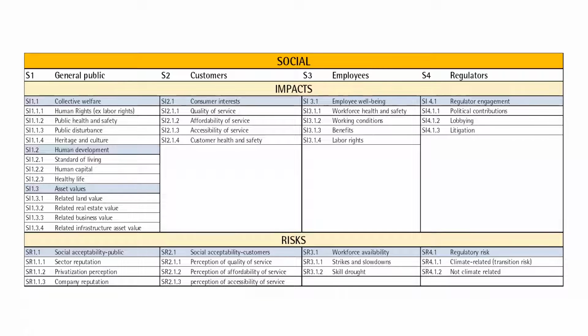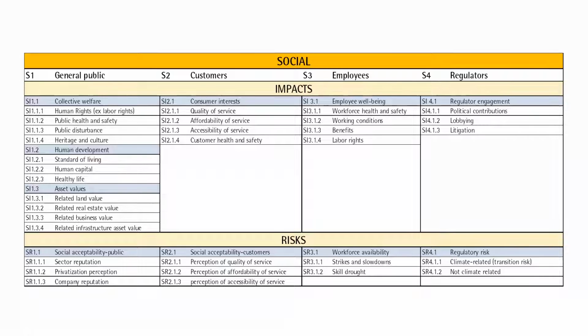Further, infrastructure companies and services enable economic development by impacting the value of adjacent land, real estate, and enabling businesses and other infrastructure. Infrastructure companies can have a range of impacts on the collective welfare of the general public by either infringing or protecting human rights, impacting public health, disturbing or improving the quality of life in public places, and preserving, promoting, or degrading the heritage and culture. Regulators are also an important social actor for the infrastructure asset class. Building of infrastructure requires long-term support of regulator and timely regulatory engagement.